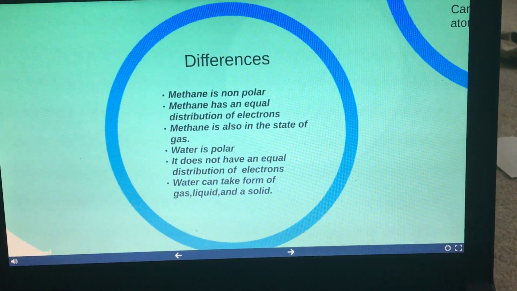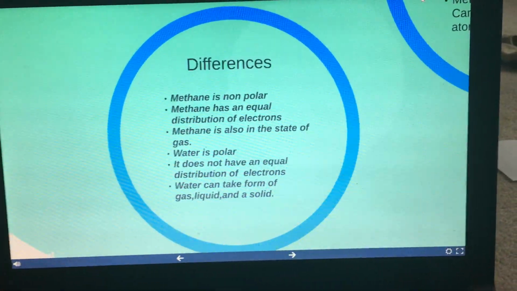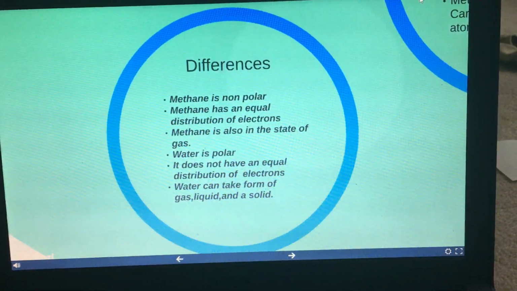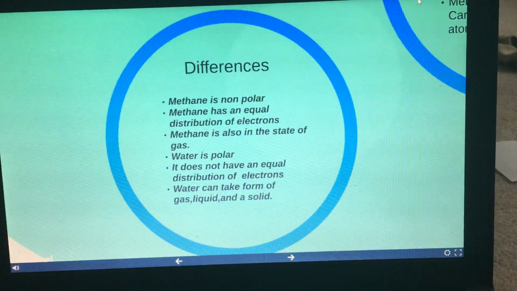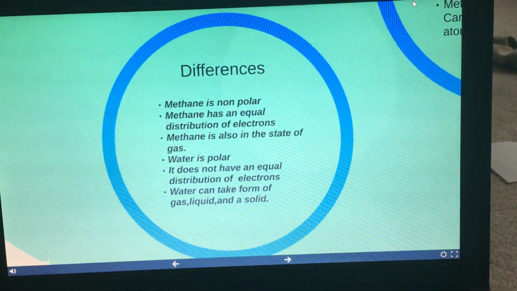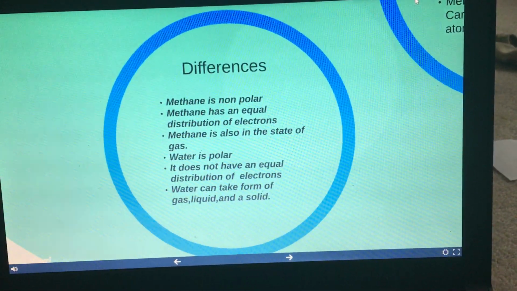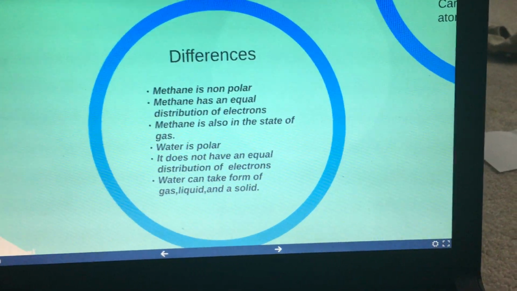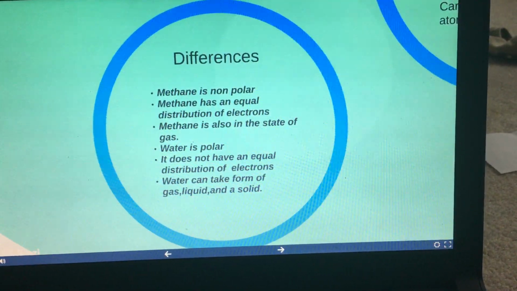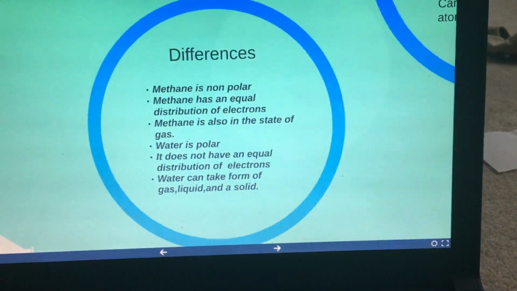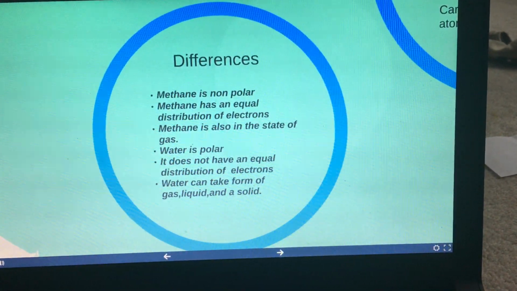The differences between methane and water. Methane is a nonpolar molecule, and methane has an equal distribution of electrons. And methane is also in a state of gas. While water is polar, it doesn't have an equal distribution of electrons, and water can take the form of a gas, liquid, and a solid.